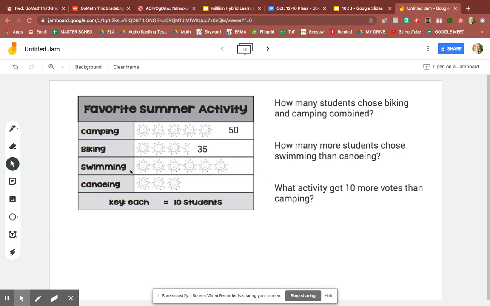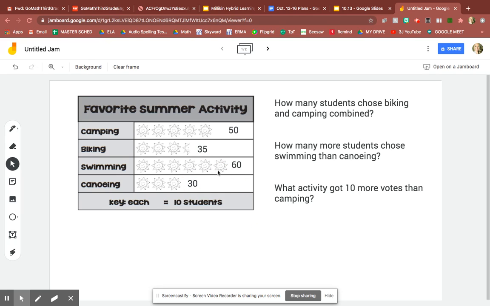For swimming, let's count these. 10, 20, 30, 40, 50, 60. 60 students chose swimming as their favorite summer activity. And then for canoeing, we have 10, 20, 30. 30 students chose canoeing as their favorite summer activity.